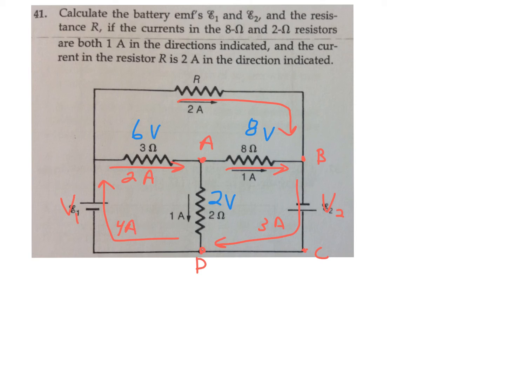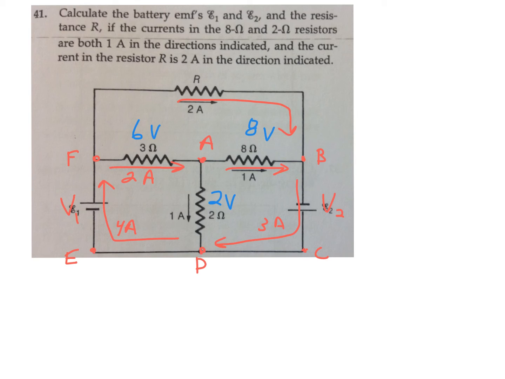So I think everything is consistent now, because at this junction over here, let's label some more points. Let's call this E and F. At junction F, I have 4 amps going in, and yes, I have 2 amps going to the right and 2 amps going to the top. So everything is consistent so far with Kirchhoff's first law.